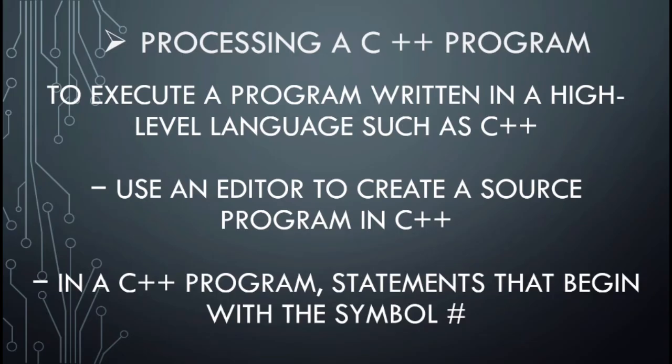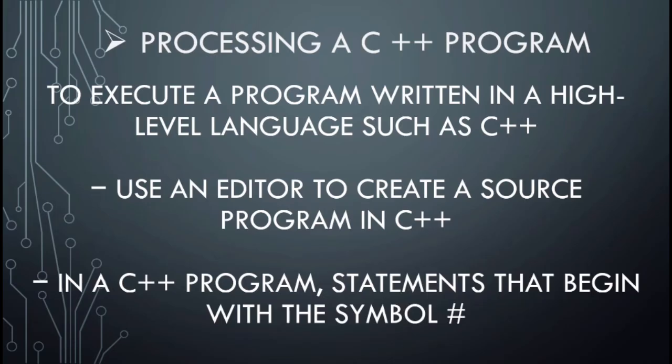So now we come to processing a C++ program. To process a C++ program, you execute the program. C++ is a high-level language, and we have to keep that in mind. With high-level language programs, you use an editor to create a source program. After your editor, you come to the C++ program statement, which begins with the symbol, the hash. So with the hash, we can have user created.